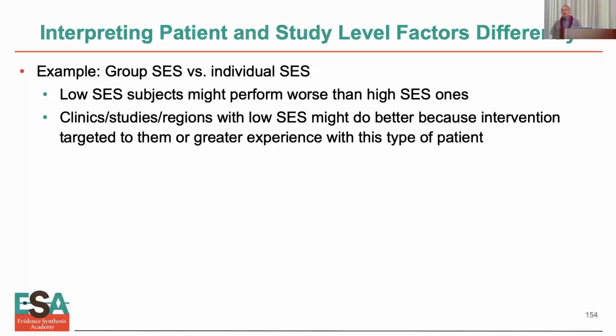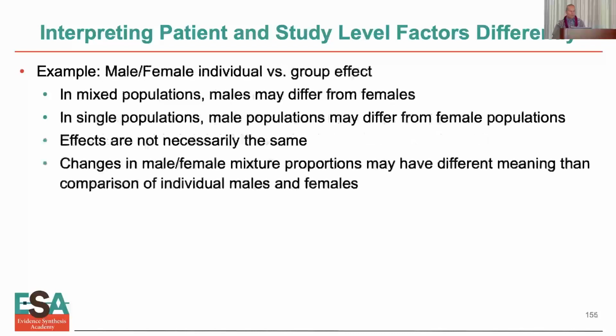So in other words, within each study, yes, it's true that you do better if you start off better than if you start off worse in terms of your income. But in the studies which actually had more low socioeconomic status individuals, you might actually find a bigger effect because the intervention was being targeted to them. So that's another example. Another one would be if you're looking at male versus female.